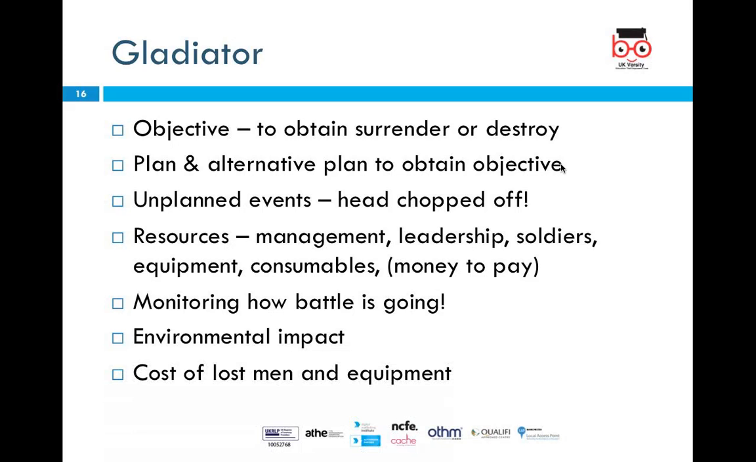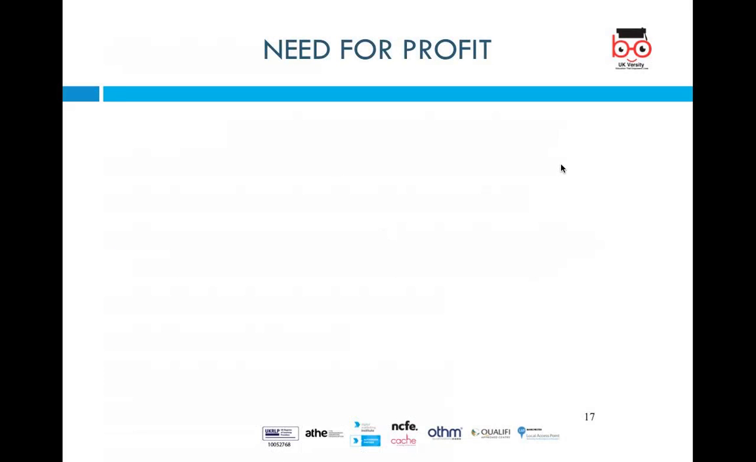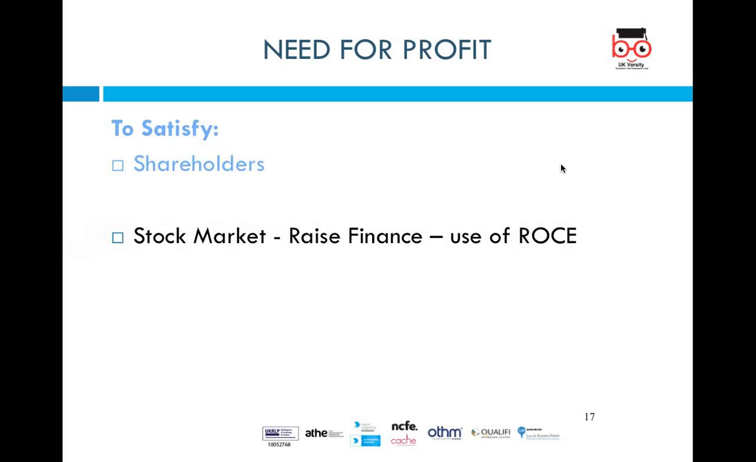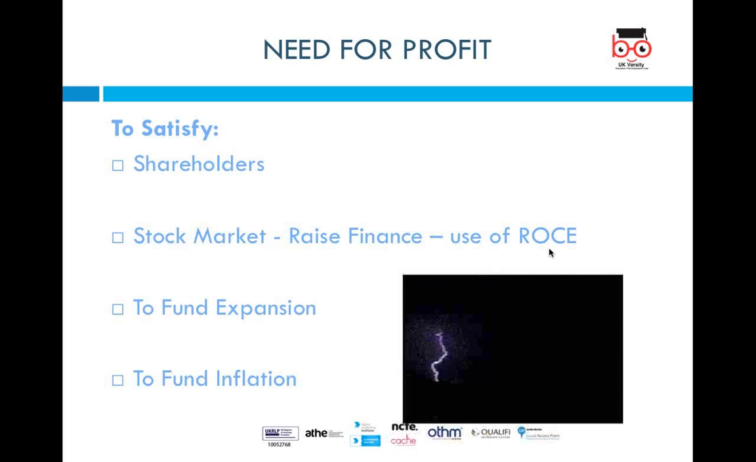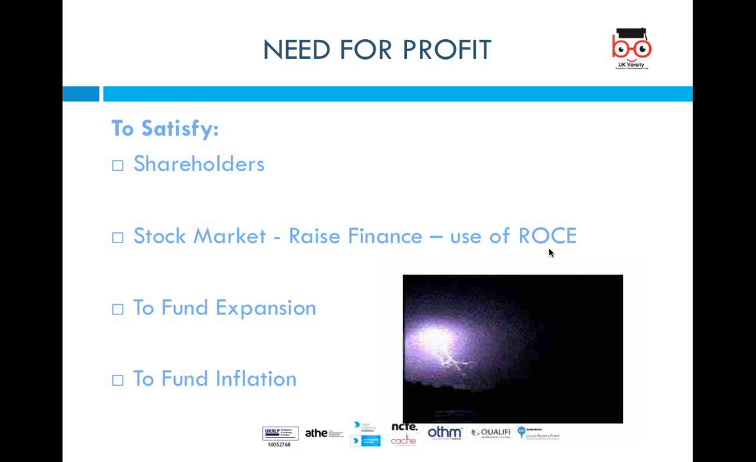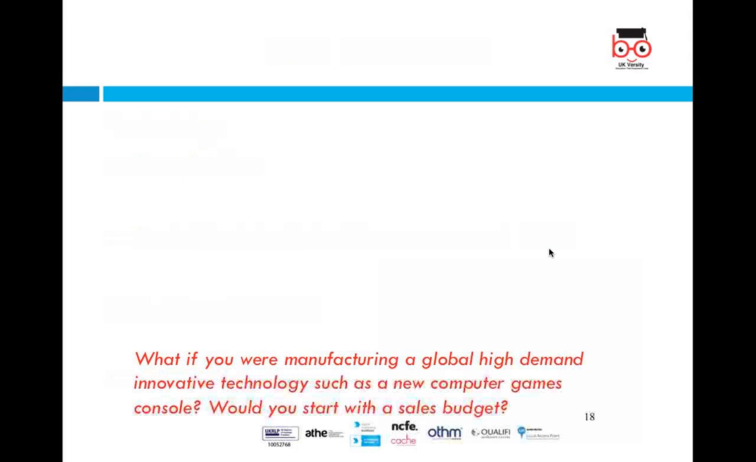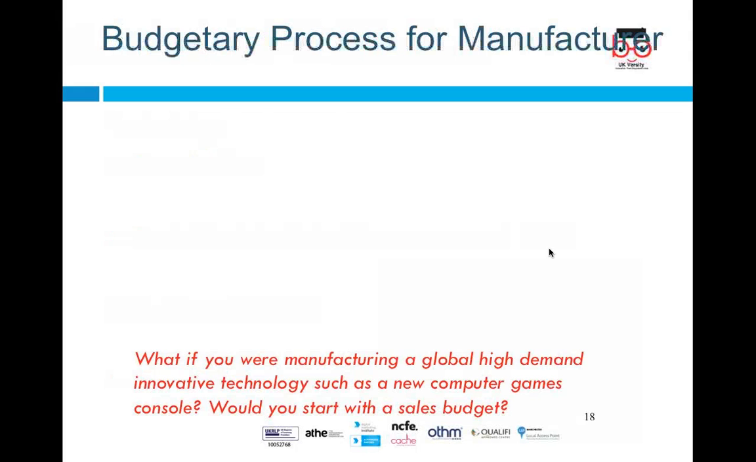Definitely that's an environmental effect, and the cost of lost men and equipment is one of the very crucial aspects of the journey. So as a business, always focus on the need for profit, to satisfy the business and its shareholders and to increase the share values. And the stock market, so we need to raise money for the return on capital employed, and this ratio we will discuss more in the financial statements analysis session. And then we need fund expansion to fund inflation. We need profit, so we need to make our profit maximization.